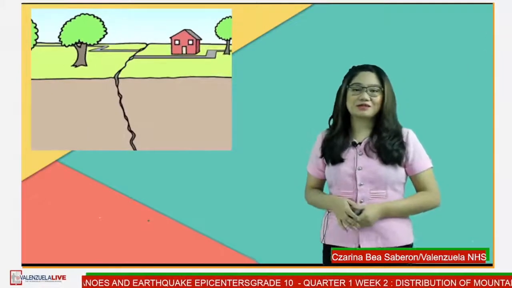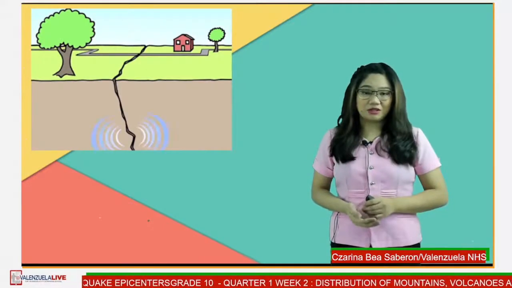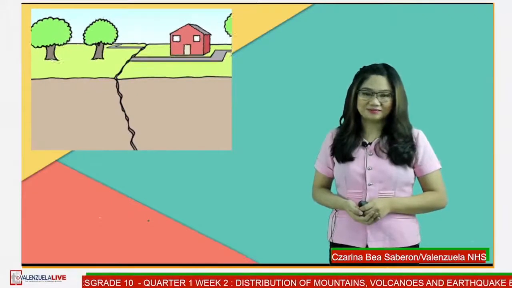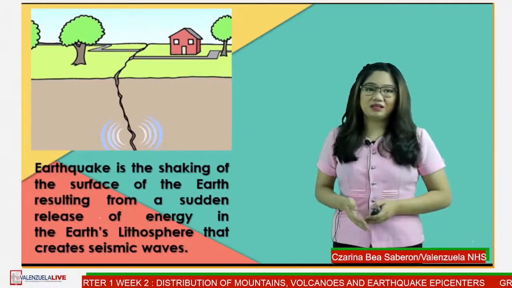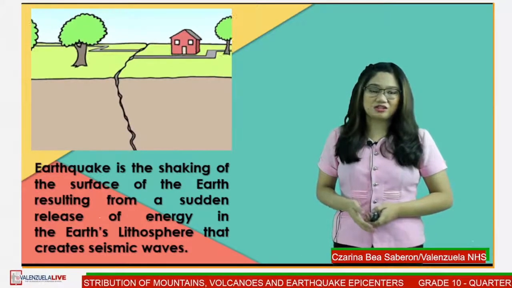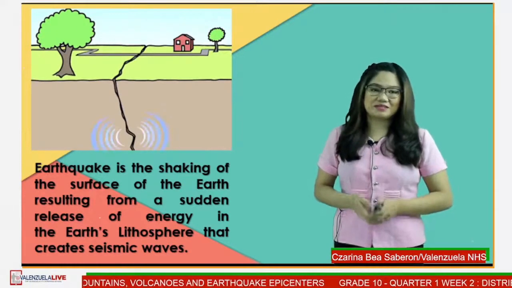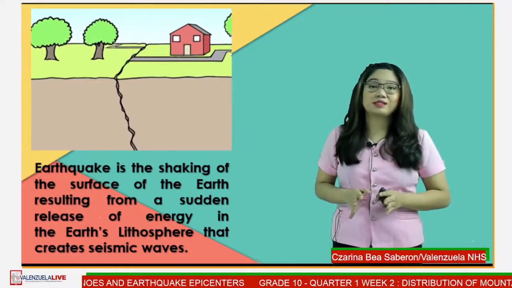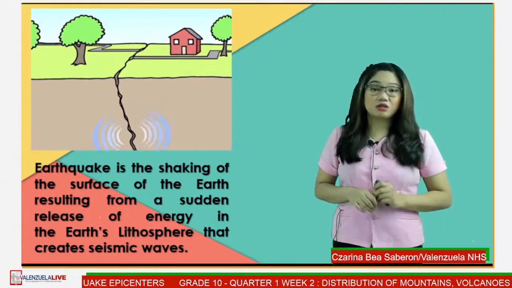So last September 10 of this year, we had a nationwide earthquake simulation drill held online. So what is meant by earthquakes? Earthquake is the shaking of the earth resulting from a sudden release of energy in Earth's crust that creates seismic waves. So how does it actually happen? This happens when two blocks of the earth split or slide past one another.